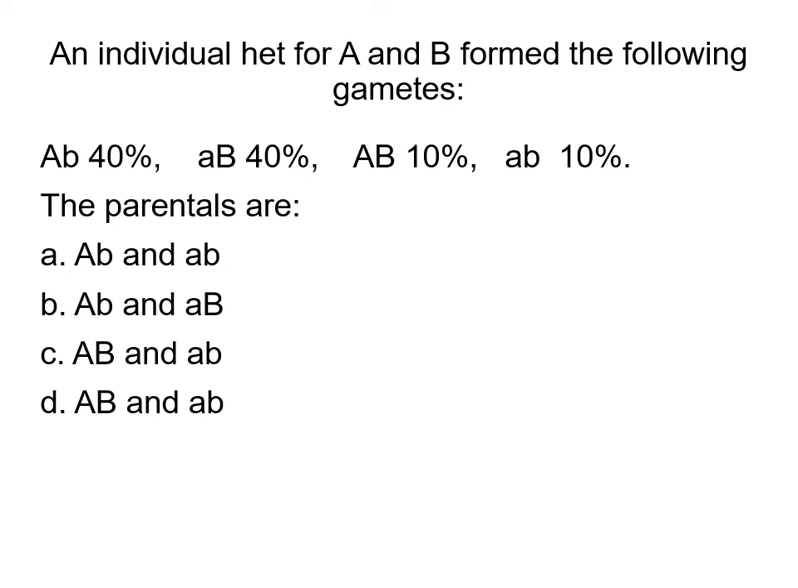An individual heterozygous for A and B forms the following gametes. Big A, little b, 40%, little a, big B, 40%, big A, big B, 10%, little a, little b, 10%. The parentals are, okay, so the answer is B, big A, little b, and little a, big B. Notice that they're reciprocals of each other. You've got one allele of each. You've got one big A and one little a, one big B and one little b. So the answer is B.